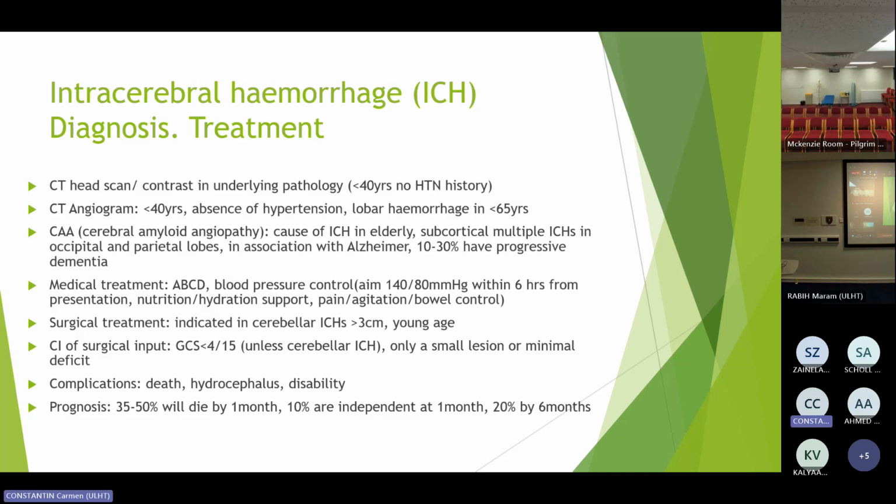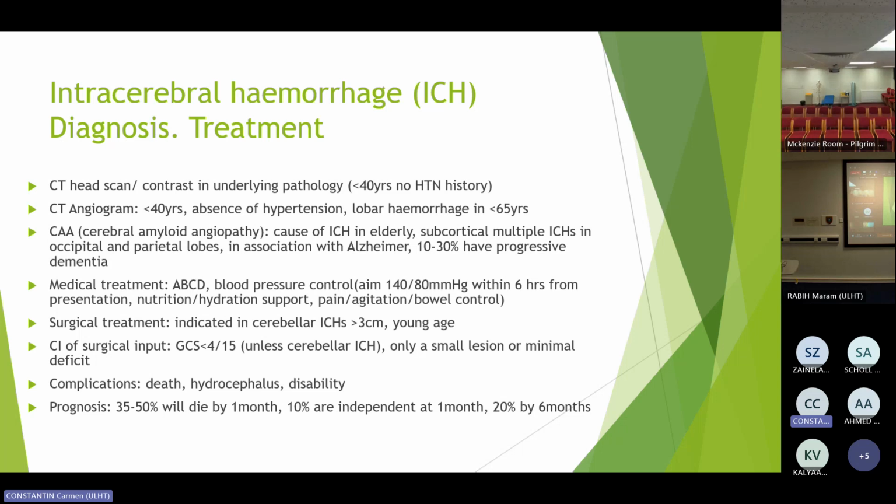And what is the treatment? I touched base with this already, but as I said, the definite diagnosis is made by plain CT head scan. We could do contrast, especially if we have an underlying pathology, for example, if the patient is under age of 40 with no hypertension history. CT angiogram is required, especially if the patient is under age of 40 with absence of hypertension, or lobar hemorrhage in under age of 65, which is our practice as well.